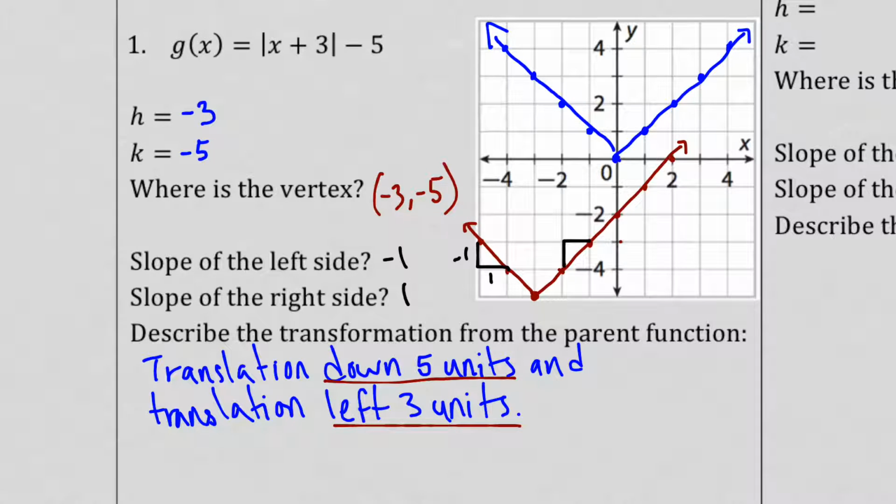Now, if you notice, it says down 5 units and left 3 units. And if you look at our H and K values, it's left 3 units, down 5 units, negative and negative, because left and down. That's not a coincidence. That's going to happen every time. Okay, and we're going to practice trying to get this from just looking at those numbers in a little bit. For now, we're going to keep graphing it and seeing how it works out.